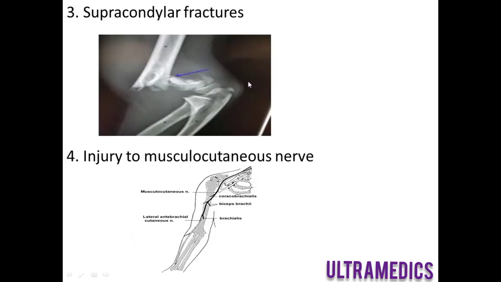Supracondylar fractures. Now these fractures happen when there is a fall on a hyperextended elbow. This is called supracondylar fractures, as you can see in this X-ray image below. Injury to the musculocutaneous nerve. Now if there is an injury to the musculocutaneous nerve in the cubital fossa, we can have weak flexion and loss of sensory innervation to the lateral part of the forearm.